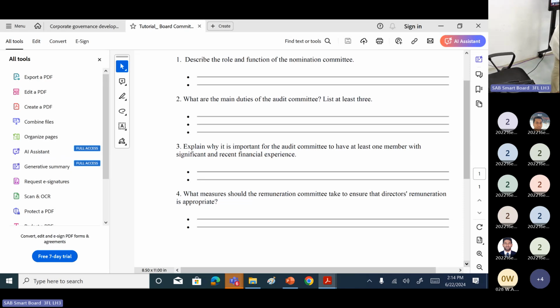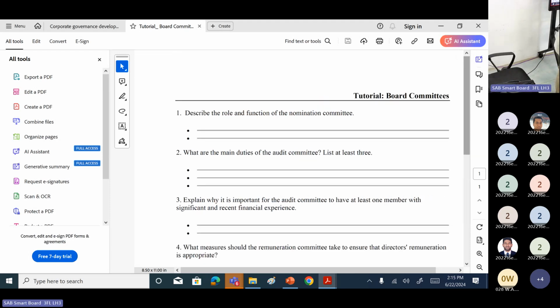Make answers, upload, you go and check. I have covered questions for all the sections which I have done. I have given questions and I have given answers, so you can't say that I have not done questions. Now, very straightforward: what measures should the remuneration committee take to ensure that directors' remuneration is appropriate? The answers for these ones also I have given.